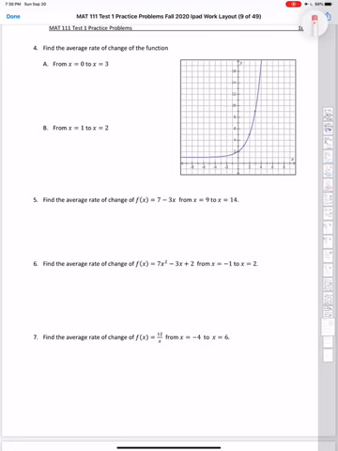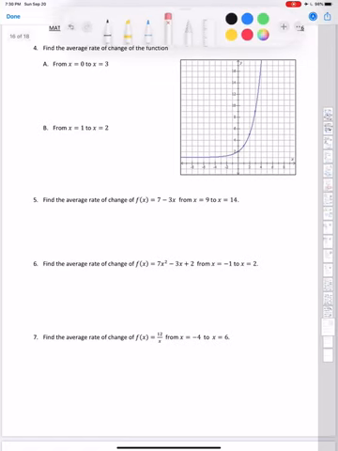So here in this example, you can see that we're looking at the graph of a function over here on the side. With that said, in part A, it wants us to find the average rate of change from x equals 0 to x equal to 3. So let's go ahead and look at that here on our graph.